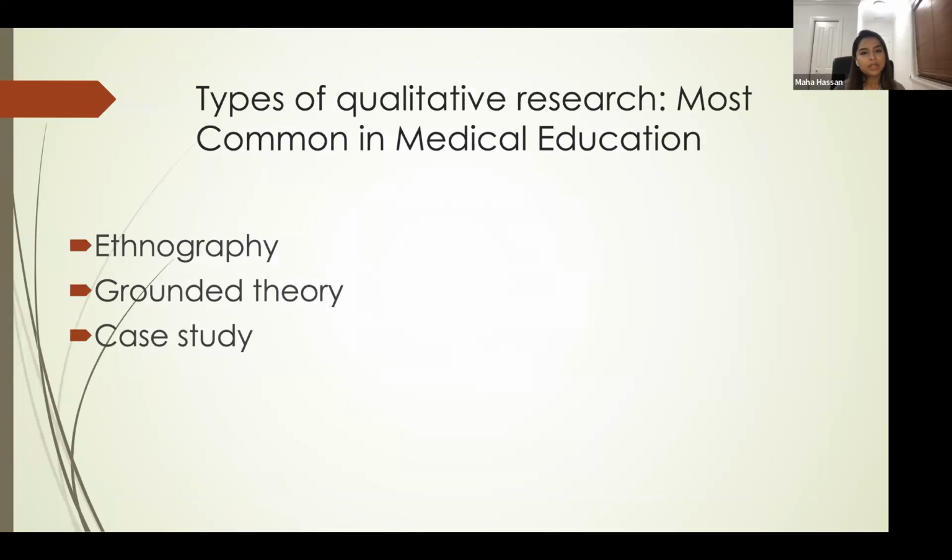The types of qualitative research that are most commonly used in medical education. Again, remember, the purpose of this is just to introduce you to these. I don't expect everyone to remember these three terms even at the end of this presentation. I know a case study, everyone would be like, oh yes, that I remember, and that's important. Ethnographic, grounded theory, we're just talking about it to give you a flavor of what qualitative research is. It's not just case study, that's what I'm getting at.